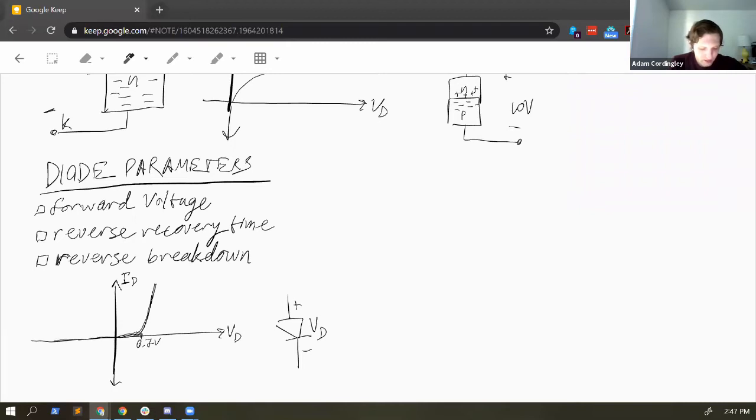We also have this effect where at some point way back here, we'll just call it V break, there's some negative forward voltage, i.e. reverse voltage, that will cause the diode to break down. Now, usually this is not a desirable effect. You could almost call it a failure mode. But there are diodes that make special use of this, and we call these Zener diodes.